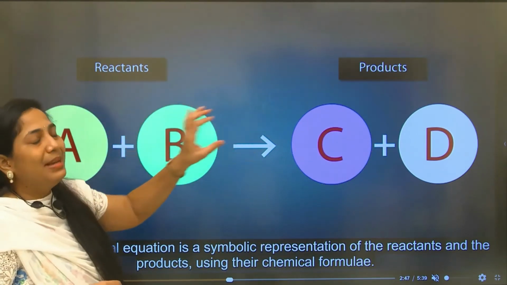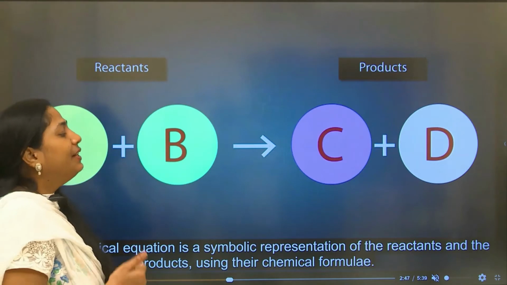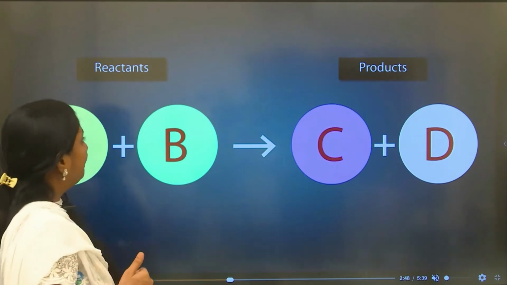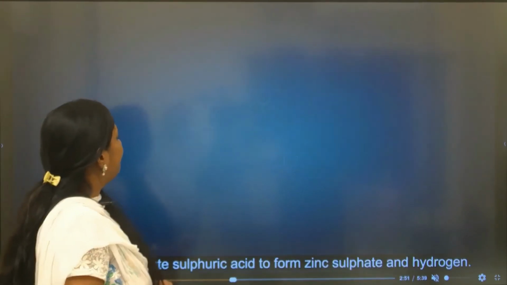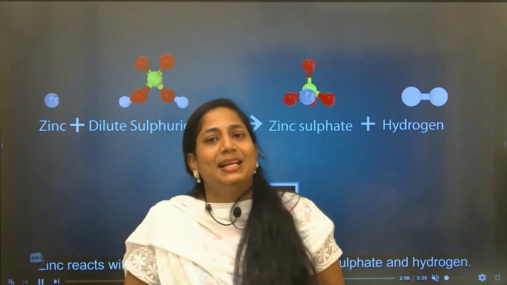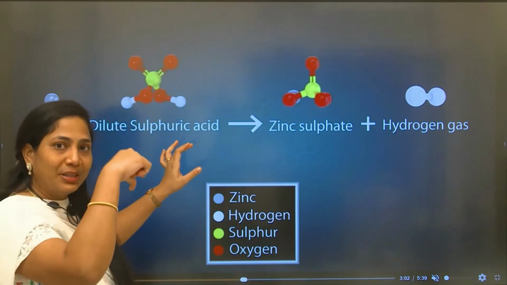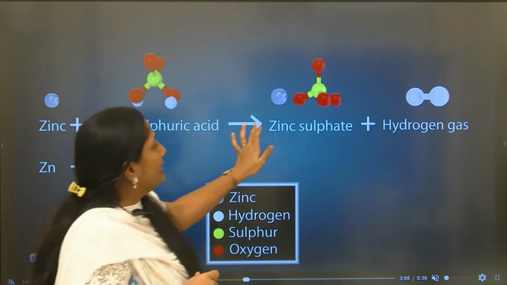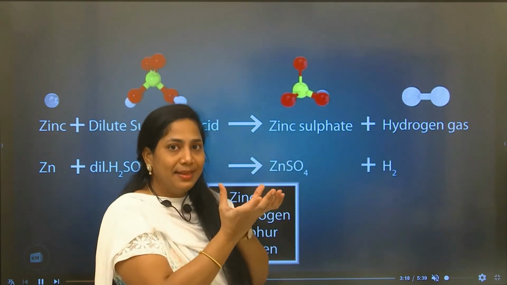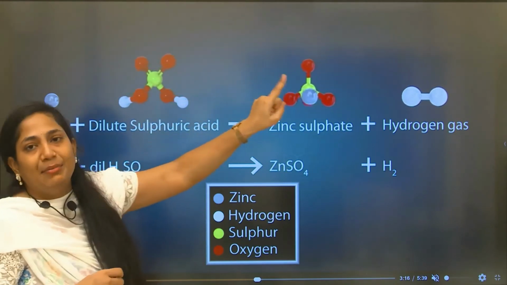Now this is the basic formation of an equation. Thus, a chemical equation is a symbolic representation of the reactants and the products using chemical formulae. As per the previous experiment, I will show you the equation. Zinc plus dilute sulfuric acid, which we poured as the liquid, leads towards zinc sulfate and the hydrogen gas which evolved. We have seen this in the conical flask. This is the symbolic representation, which we can also see with graphical images.